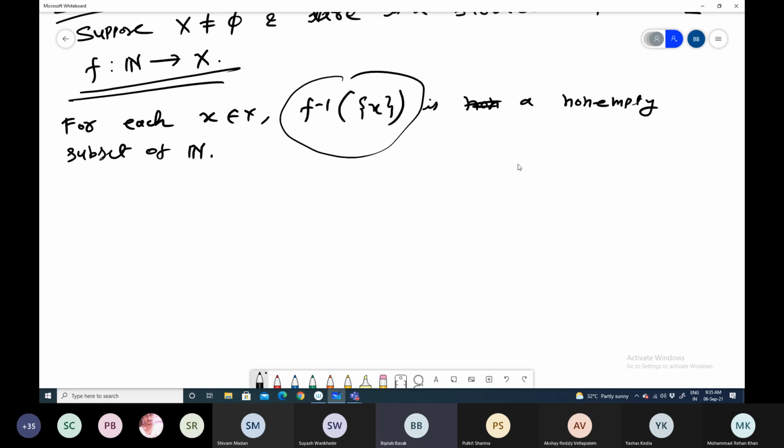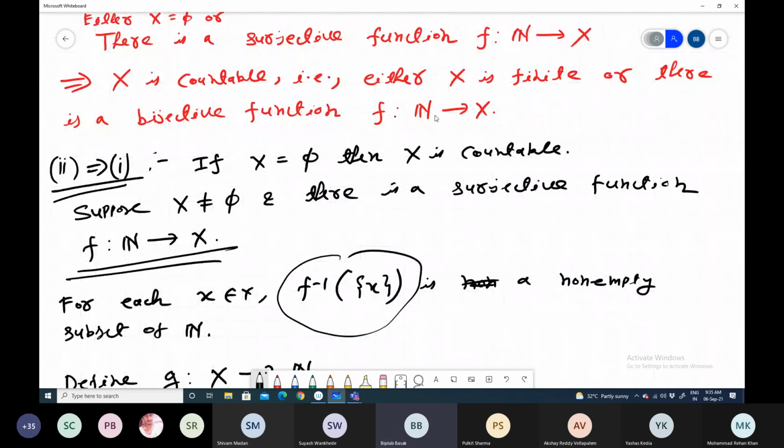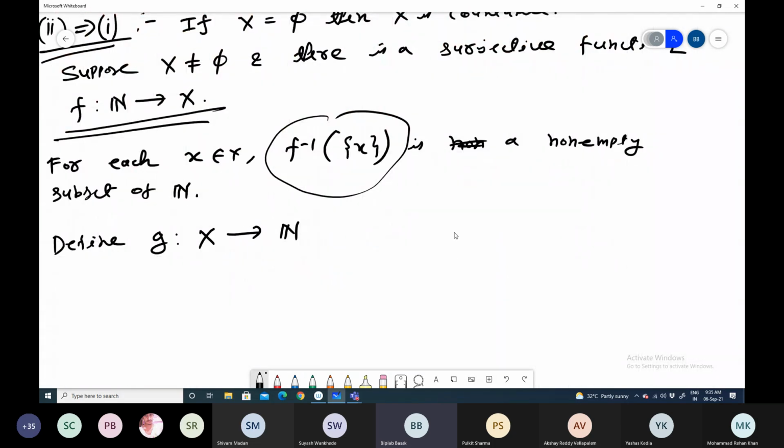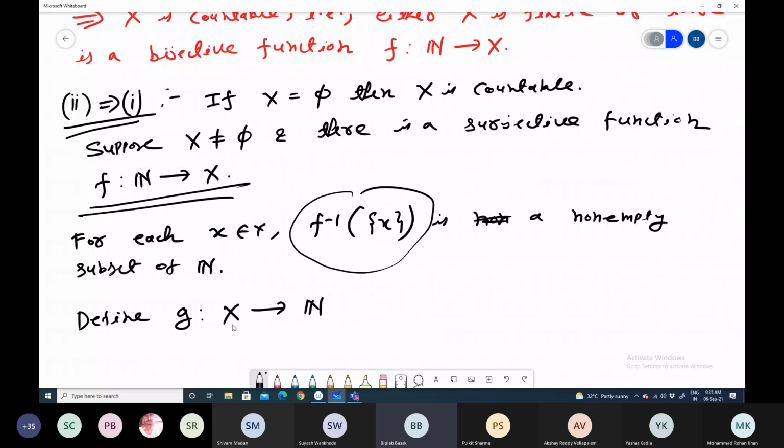Now by using that we will define a new map G from X to N. It is given that f is a function from N to X. So how will we define the map? First we take one element x. Now f inverse of x may not be a single element, it can be a collection of elements. So we will take the least element from there.